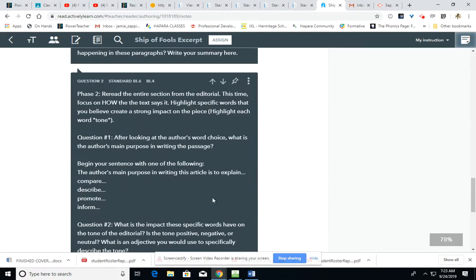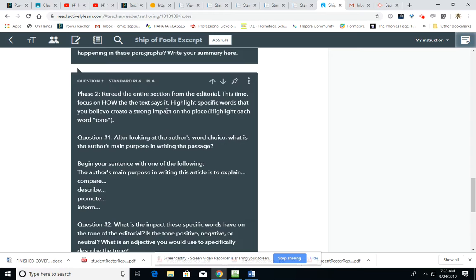You're going to first take some time to look at what the author's purpose is in writing the passage. As you reread the section, because remember each phase is a new reading, this time focus on how the text says it. I want you to highlight specific words you believe create a strong impact in the piece. That word choice influences what the purpose of the text is as well.